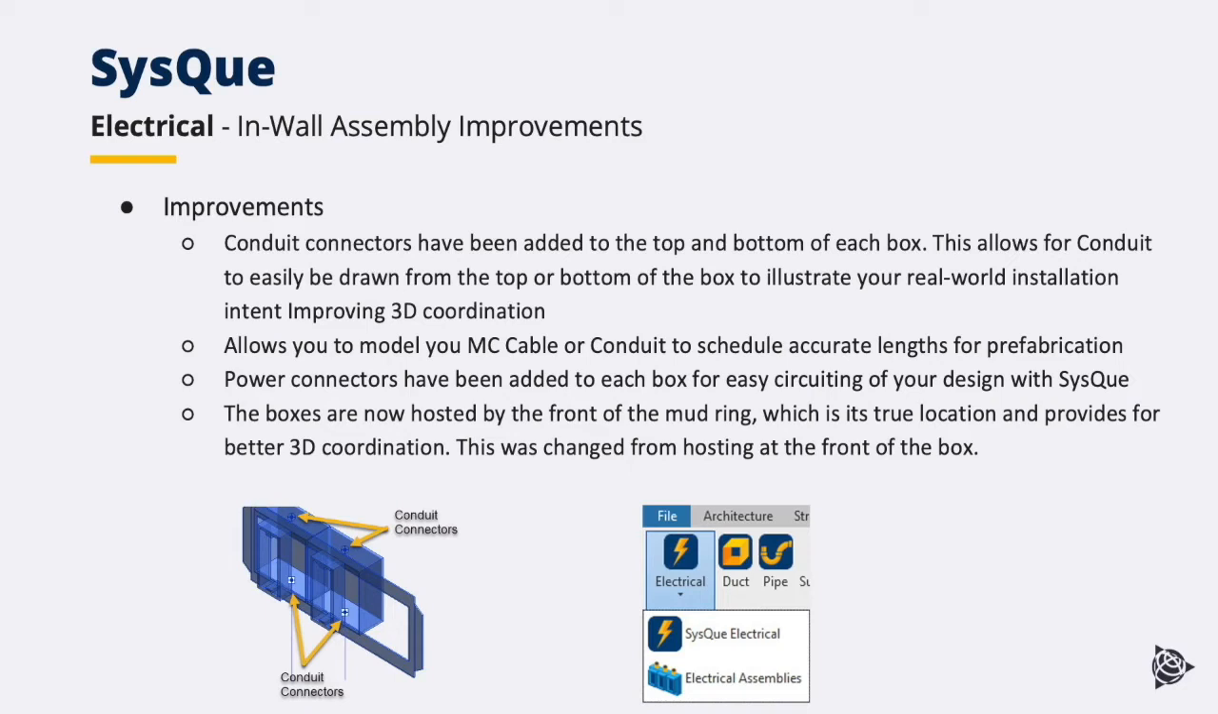On the electrical assemblies, the in-wall rough-ins that we provide, we've added conduit connectors to the top and the bottom of the surface connectors. We've added a power connector to each box as well, so that you can draw your MC or your conduit directly from the top, have it connected, go to the next box and have it automatically connect to the top or the bottom of that box. The other thing we've done is move the face of the mud ring back so that it is on the surface of the drywall, in the case of a drywall wall, so that it looks correct when you're doing your modeling and your coordination.